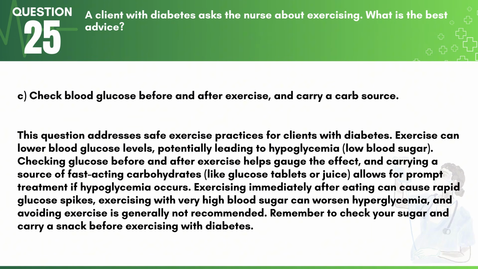Answer: C. Check blood glucose before and after exercise, and carry a carb source. This question addresses safe exercise practices for clients with diabetes. Exercise can lower blood glucose levels, potentially leading to hypoglycemia, low blood sugar. Checking glucose before and after exercise helps gauge the effect, and carrying a source of fast-acting carbohydrates, like glucose tablets or juice, allows for prompt treatment if hypoglycemia occurs.